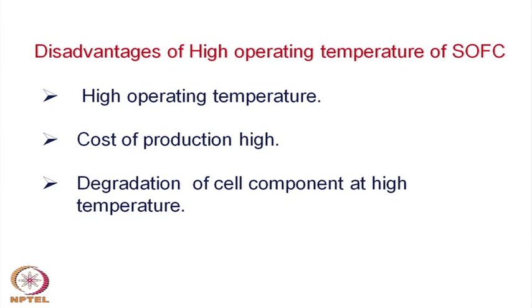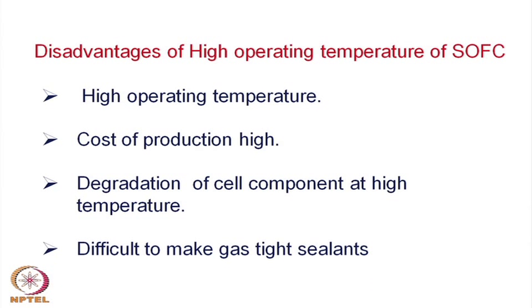Degradation of cell components at high temperature also is one of the problems. We will discuss that later on, because there is a chemical reaction, some of the aging behavior is that the structure gets changed because 2 or 3 different materials are in contact with each other and are maintained at a high temperature. So, there is always interdiffusion. It is very difficult to maintain a clean interface. So, that kind of degradation is there.